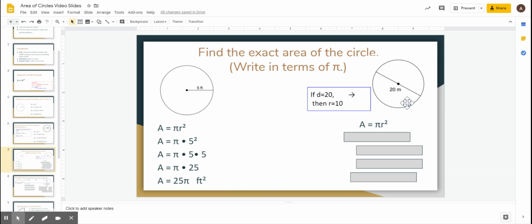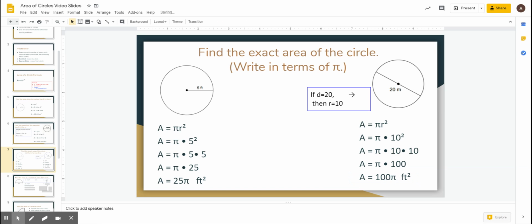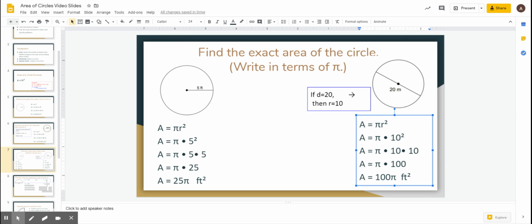In the next example, we have the diameter. Right here is the diameter of 20, so we need to find our radius. Our radius is 10, right? Because half of it, from the center out, that's our radius. So the radius would be 10. So we're going to plug in 10 for r. So pi times 10 squared, which expanded is pi times 10 times 10, which is pi times 100, or 100 pi, and this should be meters squared.